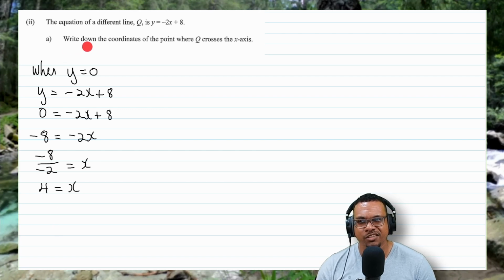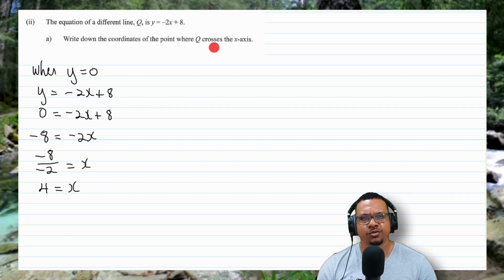Now, they want us to write down the coordinates of the point where Q crosses the x-axis. So yes, 4 is the x-intercept, but that's 4 on the x-axis and 0 on the y-axis. So my coordinate will be 4, 0. And this will be my answer.